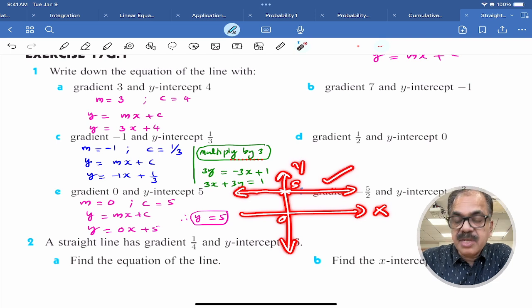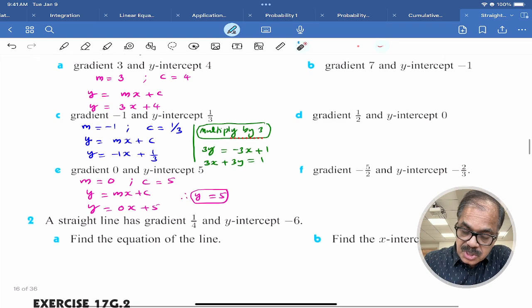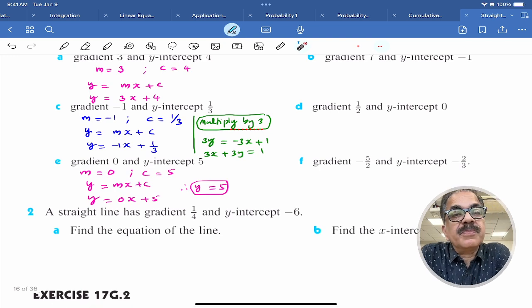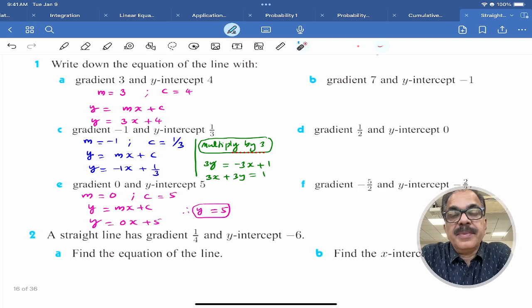So this is the equation. This is the line, y is equal to 5. The line is like this, the horizontal line, which is intersecting the y-axis at 5. A line which is parallel to the x-axis. It's a horizontal line. Okay. Let's go to question number 2, the alternate questions you are supposed to do for practice. So copy down those questions and do them.